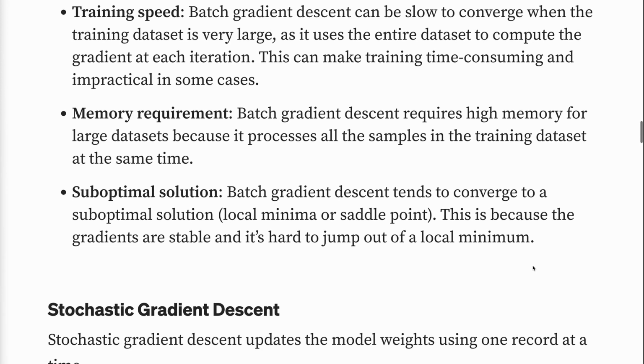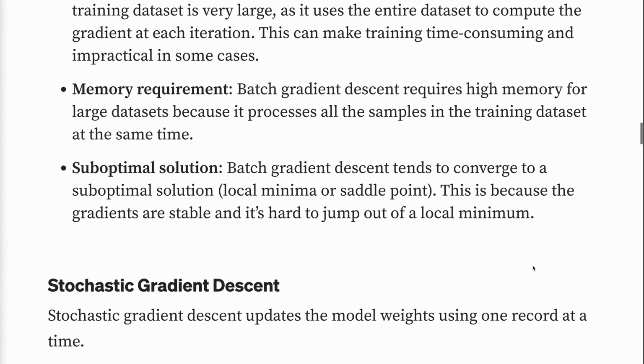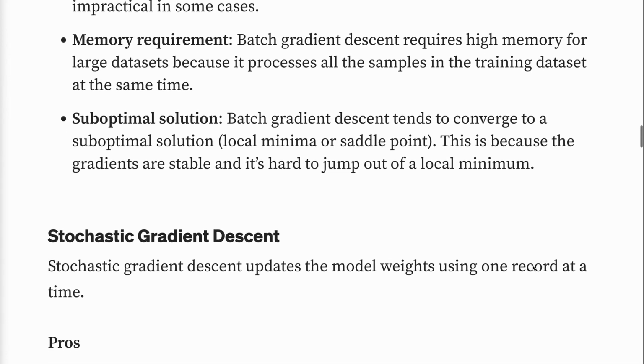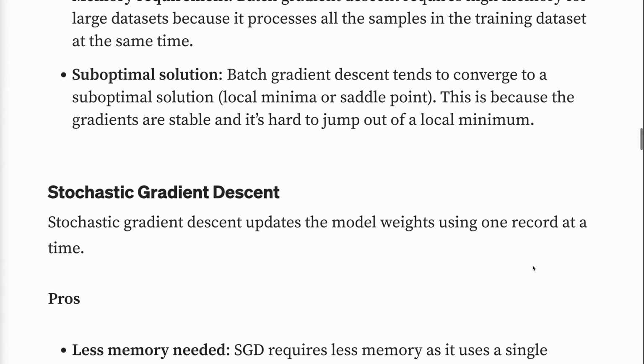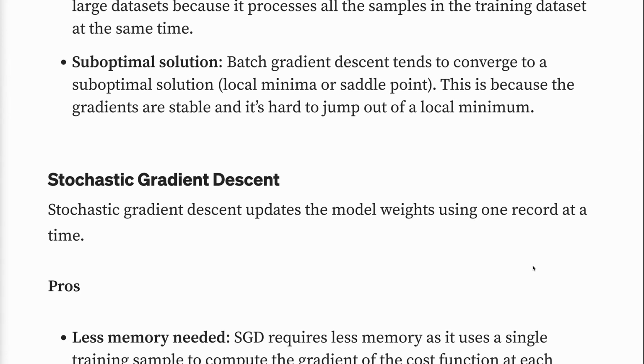2. Memory requirement. Batch gradient descent requires high memory for large datasets because it processes all the samples in the training dataset at the same time. 3. Suboptimal solution. Batch gradient descent tends to converge to a suboptimal solution. This is because the gradients are stable and it's hard to jump out of a local minimum.